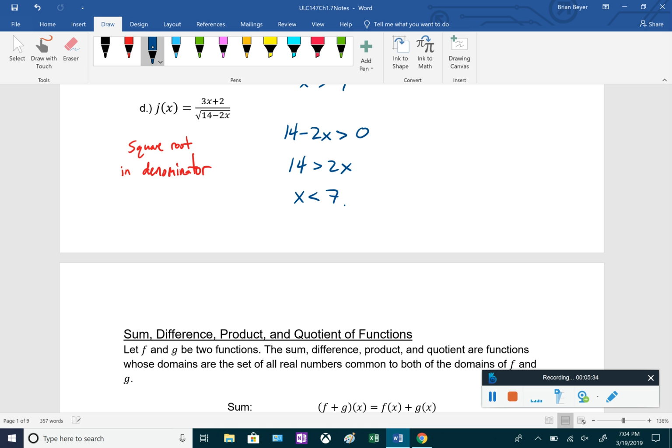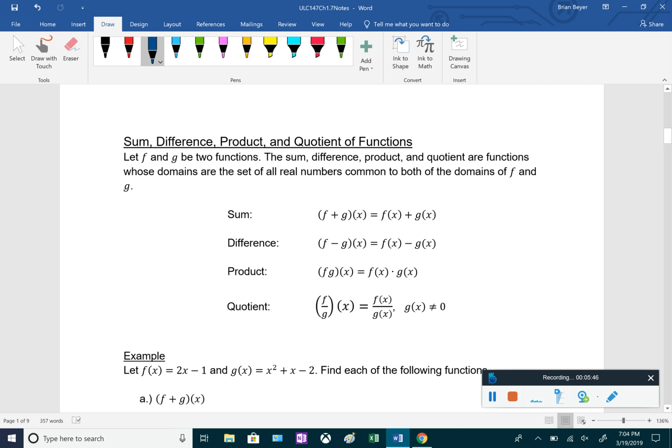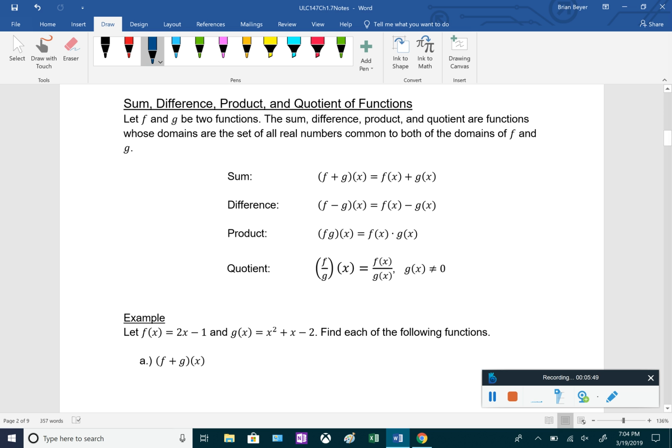Okay, so the domain here is going to be everything less than 7, so that's negative infinity to 7 with parentheses because it's not "or equal to." Okay, so that's a quick refresher on domain and the domain of those certain functions.